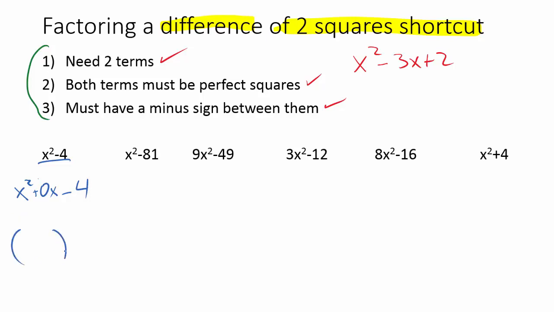I need factors with our x, one positive, one minus, because this tells me I need different signs. I would need one plus and one minus, and I would need factors of 4 that would add to give me 0. So I've got 4 times 1. If 1 is positive and 1 is negative, like 4 and negative 1, that gives me 3.